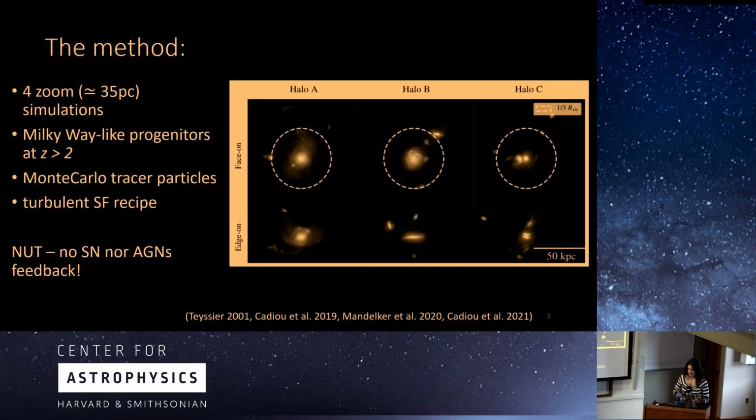Why not? For that, I used 4 Zoom simulations of galaxies. Here you can see 3 of those gorgeous halos at, I think, redshift 2. This one is merging here. The 4th one is actually the NUT simulation. The only difference between these 3 and this one is that the NUT does not have SN or AGN feedback implemented, which is important. These simulations were operated using AMR code Ramses. But I also had Monte Carlo tracer particles implemented so that I could access the Lagrangian history of the gas.